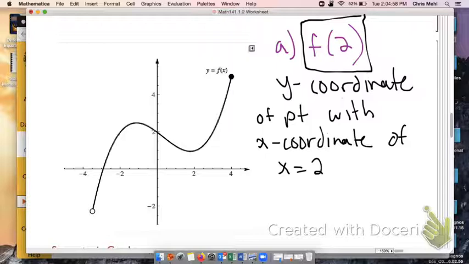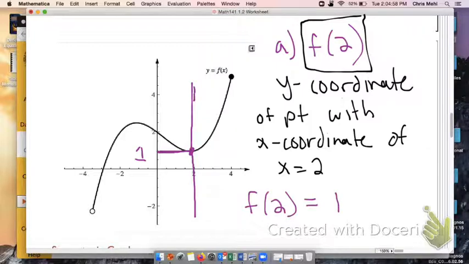Okay, so what you're going to do here is, one thing you can even do is look at the vertical line x equals 2. You're going to intersect the graph in a single point. And if you go to the left, that point looks like it has a height of 1. So that means that f of 2 probably equals positive 1. Or if you like, the point on the graph that has an x-coordinate of 2 has a y-coordinate of 1. Okay.